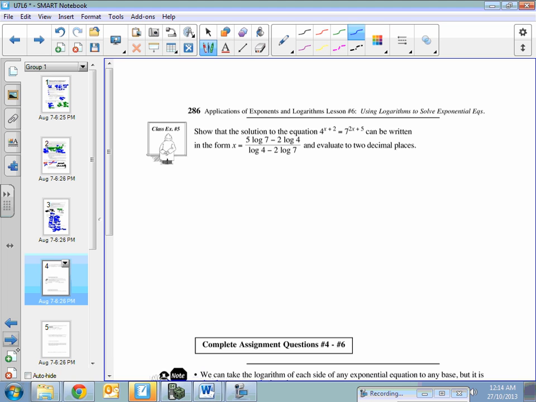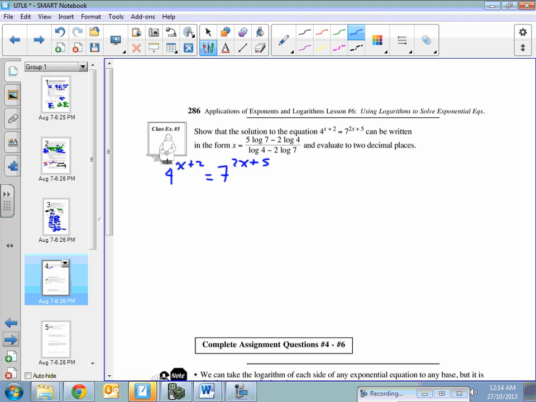Okay, last page. Show that the solution to the equation 4 to the x plus 2 equals 7 to 2x plus 5 can be written in the form x equals 5 log 7 minus 2 log 4 divided by log 4 minus 2 log 7. So we're going to evaluate. So right now we're just going to start right off the bat as writing the equation. So 4 to the x plus 2 equals 7 to 2x plus 5.